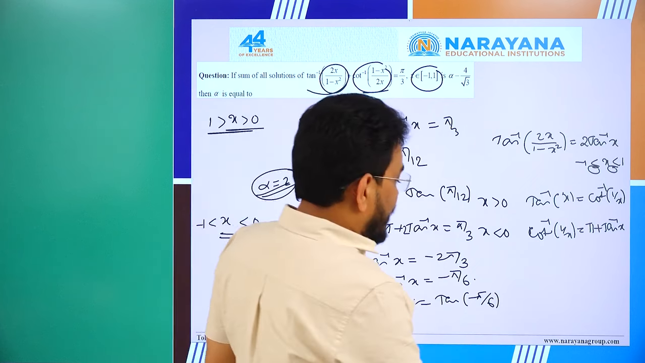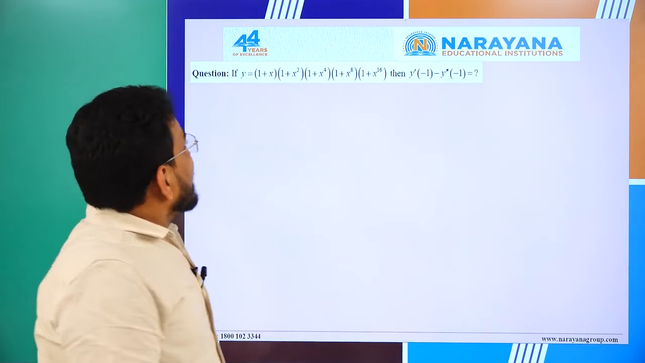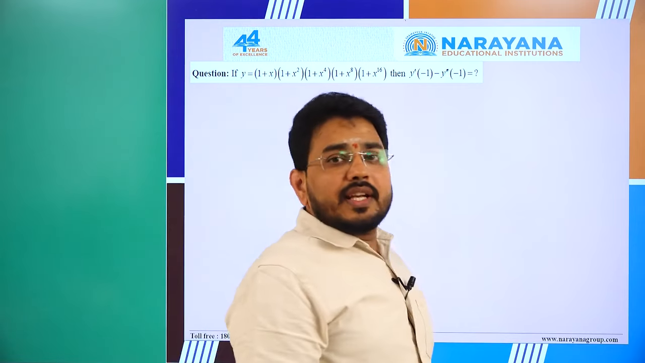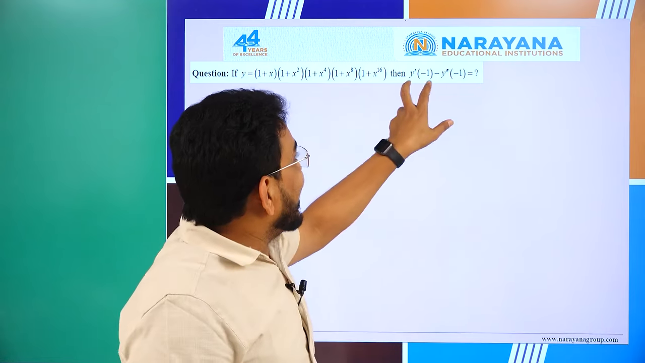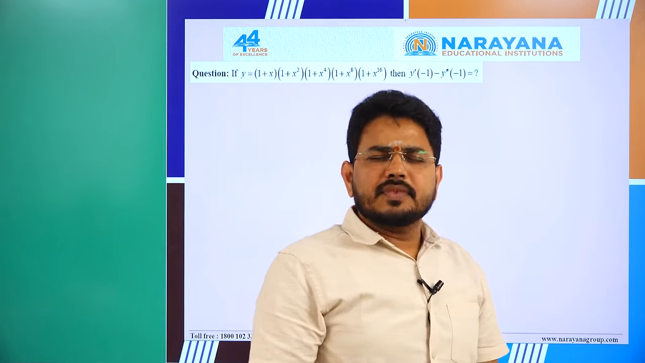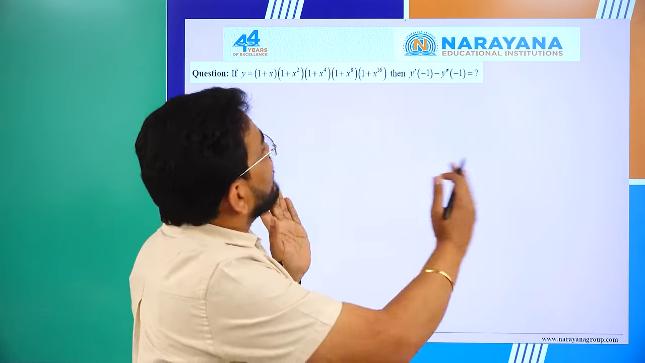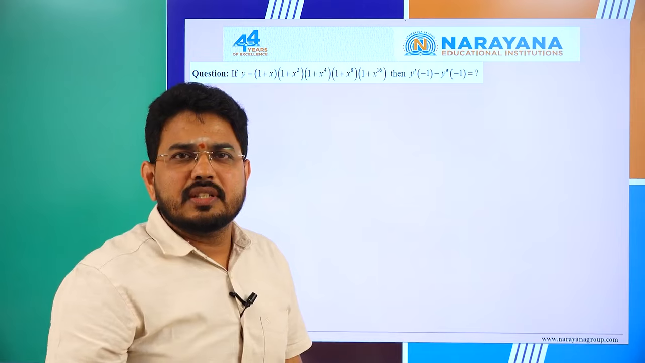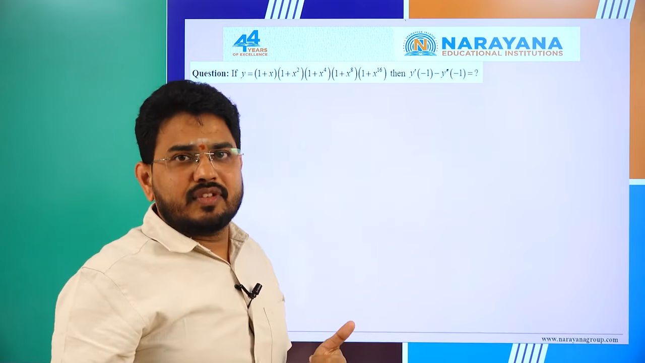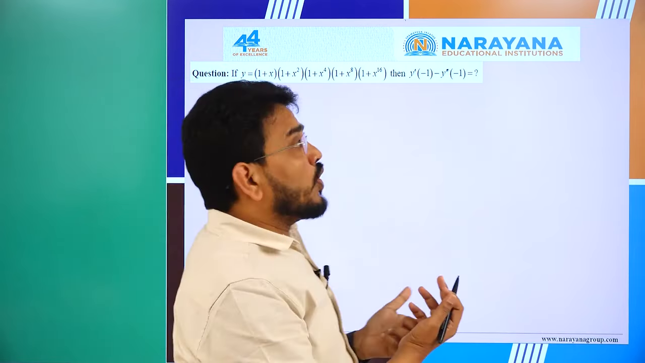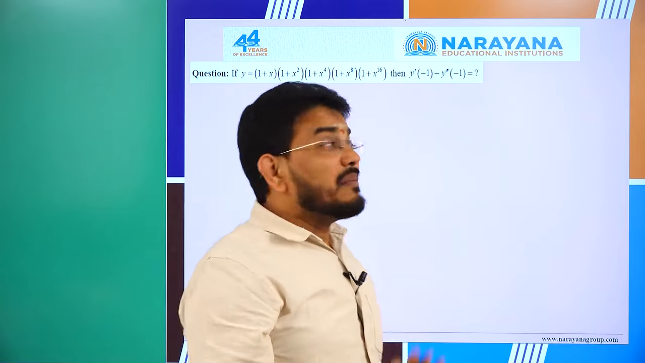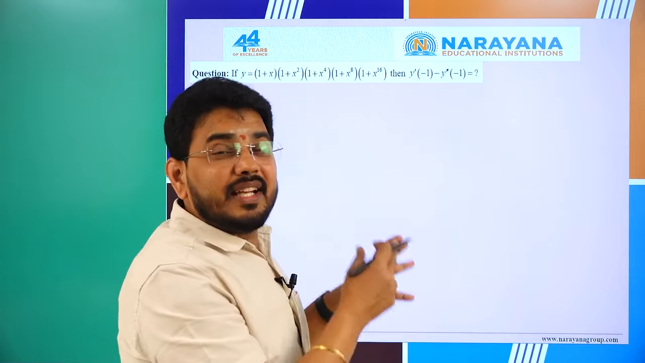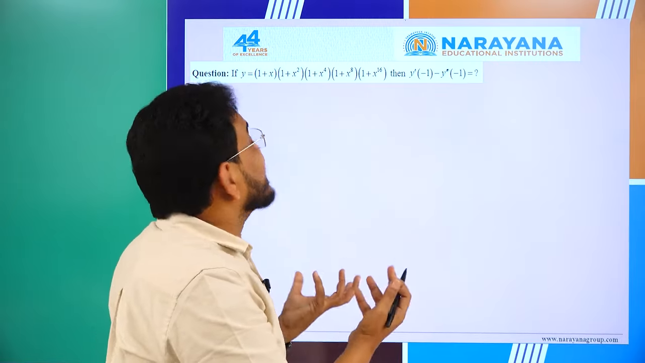Moving to the next question, y is equal to 1 plus x into 1 plus x square into 1 plus x power 4 up to 1 plus x power 16, and they are asking for the first derivative and second derivative. So straight away you can go for the differentiation, but it will become very lengthy. Sometimes what you can do is take the log and differentiate, that is also okay. But for this one, we discussed a general thing.